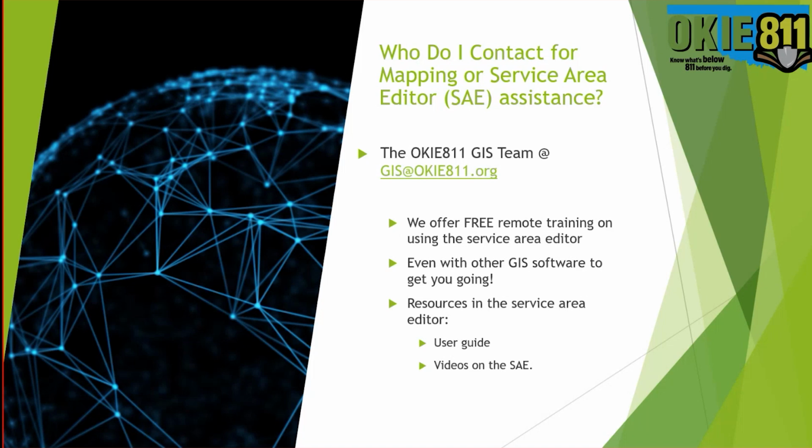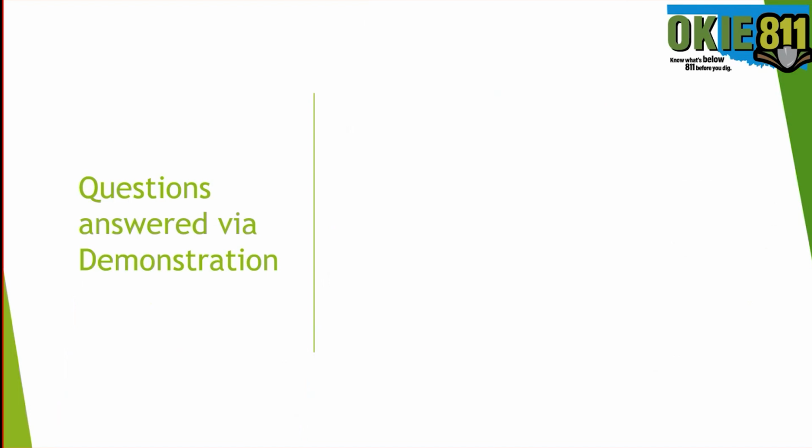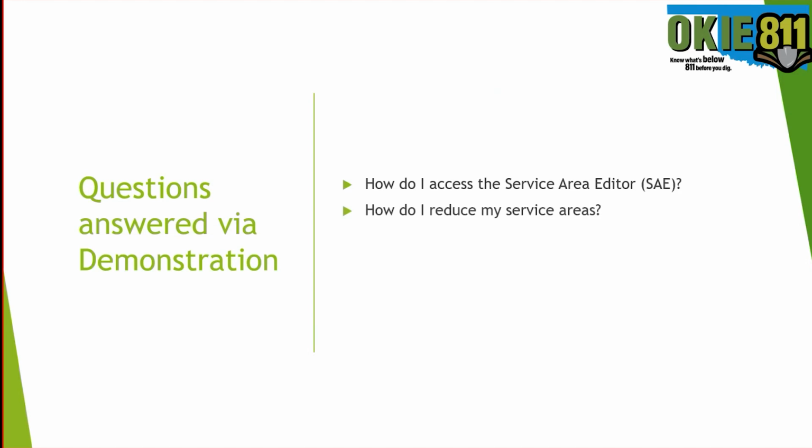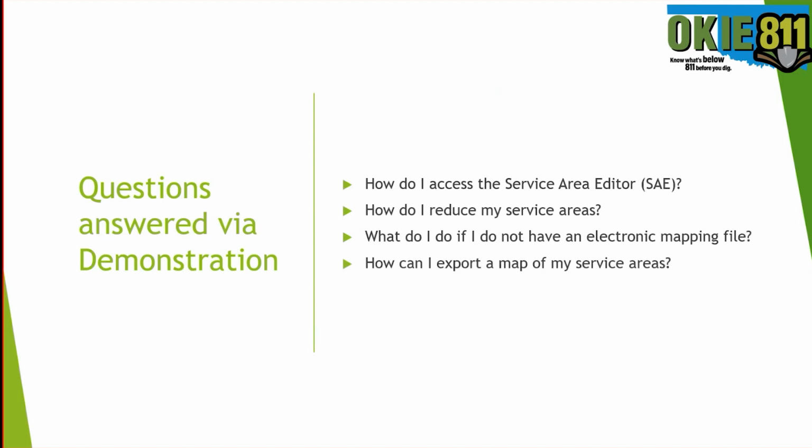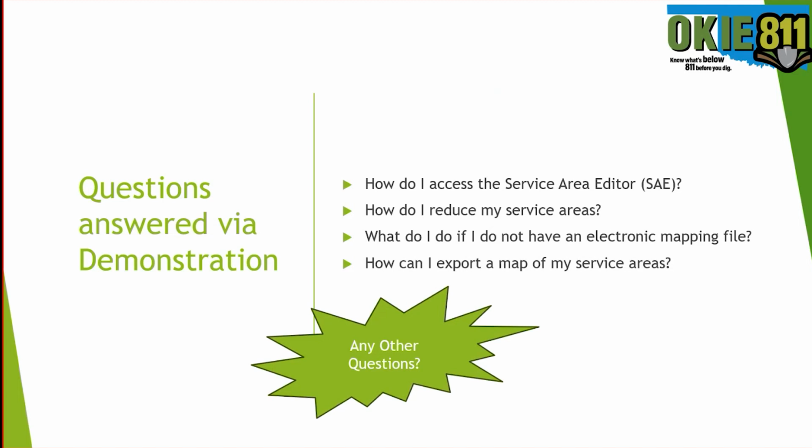Alrighty. And so these next few questions, we're going to jump over to a live demonstration and walk through some of these things. So some of the questions we're going to address are, how do I access the service area editor? How do I reduce my service areas? What do I do if I do not have an electronic mapping file? And how can I export a map of my service areas? And keep those questions coming, especially as we're going into this live portion here. So I'm going to jump over to here.